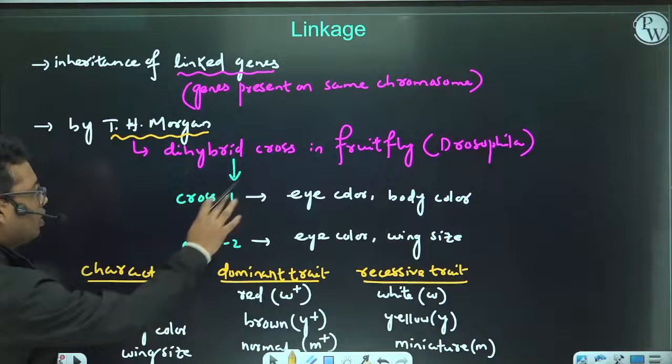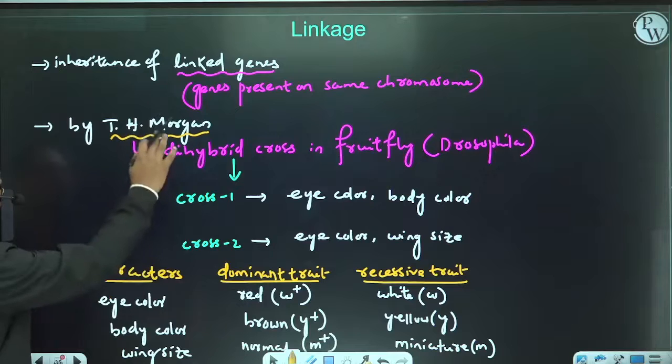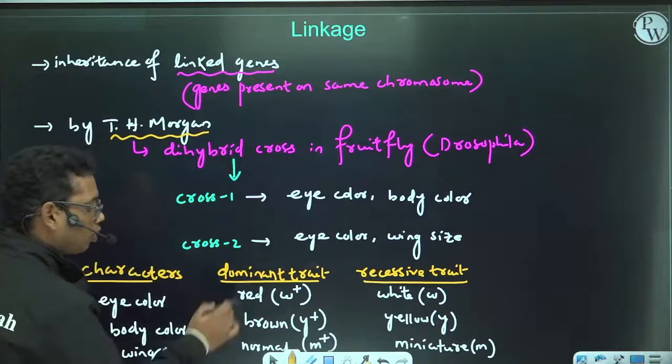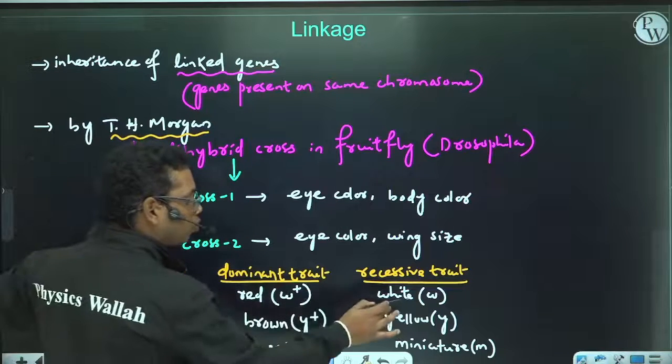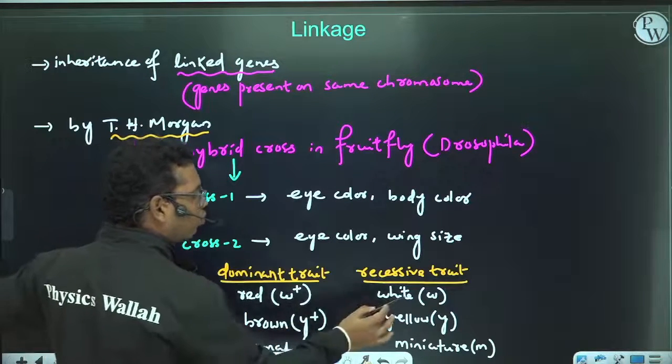Okay, so the characters taken by T.H. Morgan in his dihybrid cross were eye color, body color, and wing size. Eye color has two different forms. The dominant form is red and the recessive form is white. For red, the allele is written as capital W plus, and for white it is simply small w.